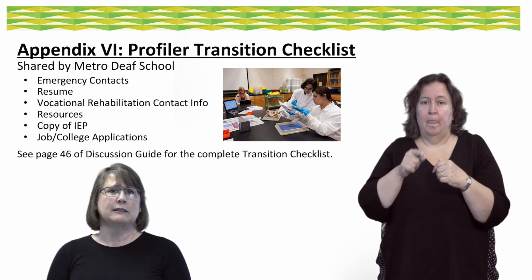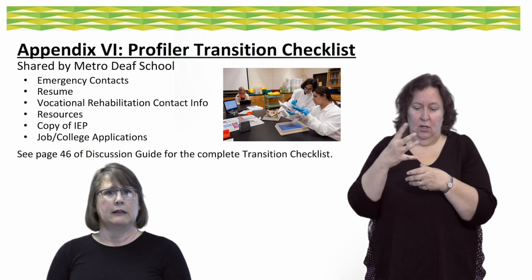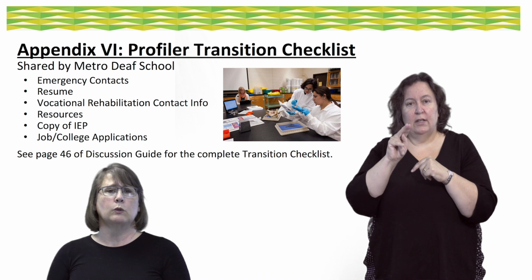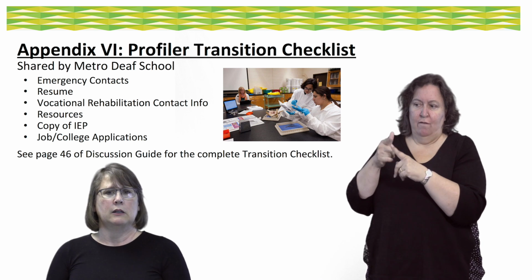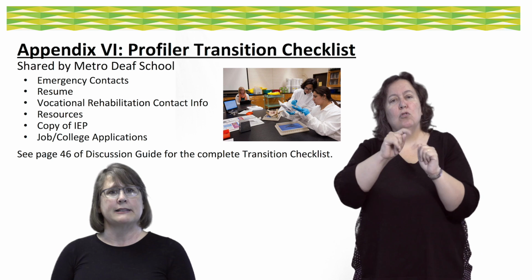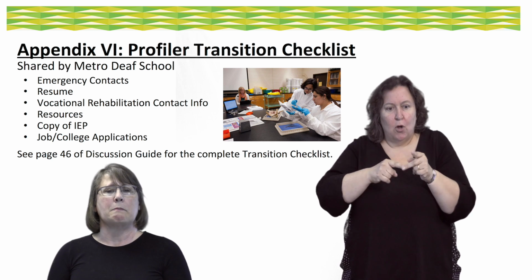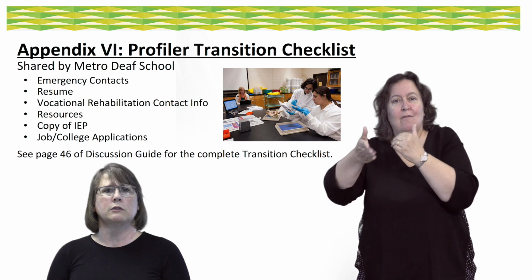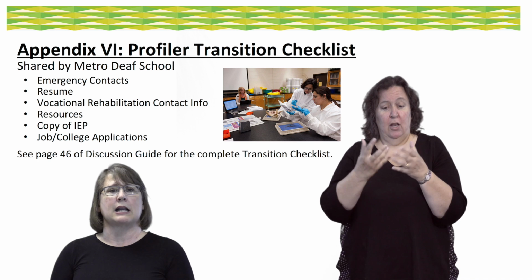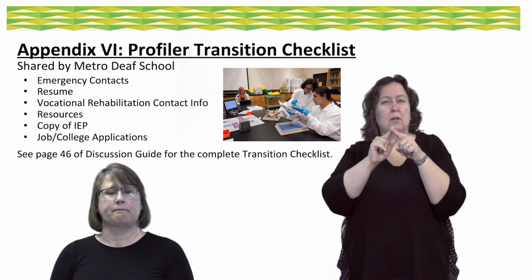Our next to last appendix, which is 6, is an example of a profile or transition checklist that was shared by Metro Deaf School to help teams gather some ideas about areas that need to be discussed when planning for transition for the post-school years. The final appendix includes a glossary of terms.